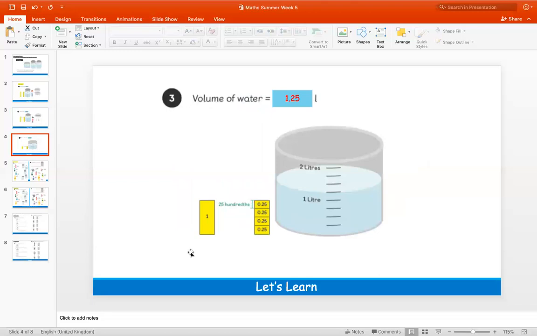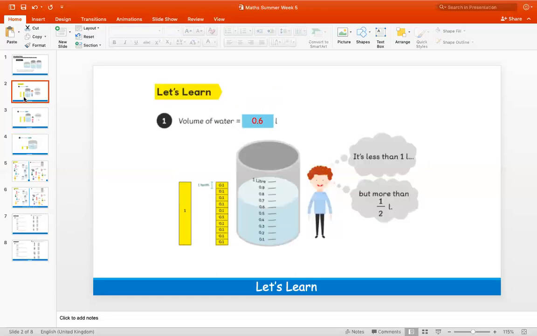Now the last one. Similarly, we knew there were 4 lines. They go up in 0.25. So if you count all the way, that's 1 litre, and then it's another 0.25, so it's 1.25 litres. Straight away, this is our biggest number. So this has the greatest amount of water. And this container here, the middle one, was 0.6 litres, which is the least amount of water.